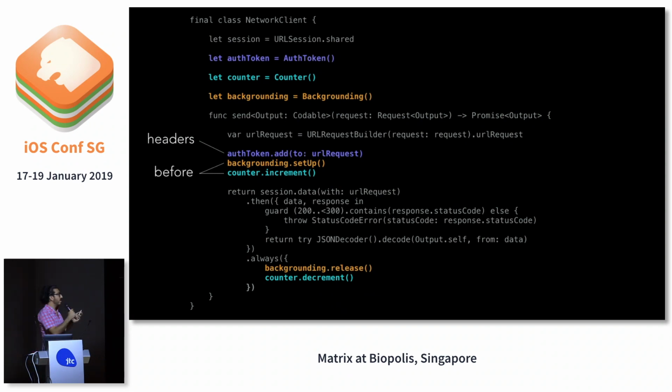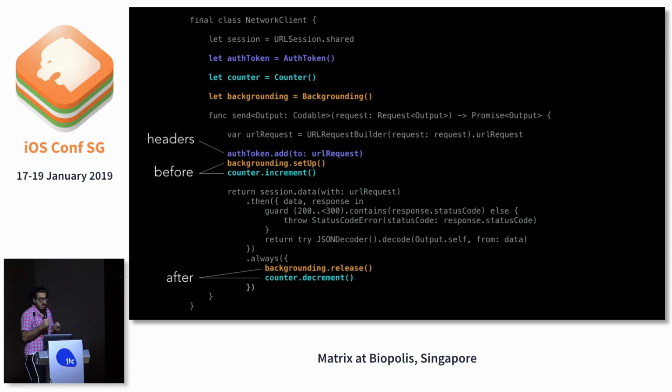This next section of code sets up the backgrounding identifier and increments our network counter so we know how many network requests are in flight at any given time. Those all have to happen right before the request gets sent. And then last we have our after section, which cleans up all the stuff that we've done. So these are our time slices.